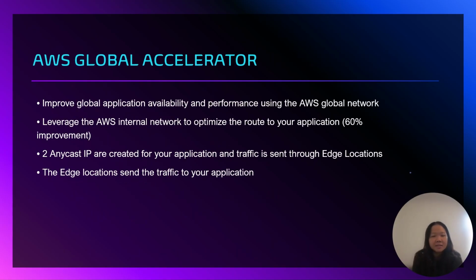AWS Global Accelerator improves global application availability and performance using the AWS Global Network. It leverages the AWS internal network to optimize the route to your application, with up to 60% improvement. Two Anycast IPs are created for your application and traffic is sent through an edge location. The edge location sends the traffic to your application.